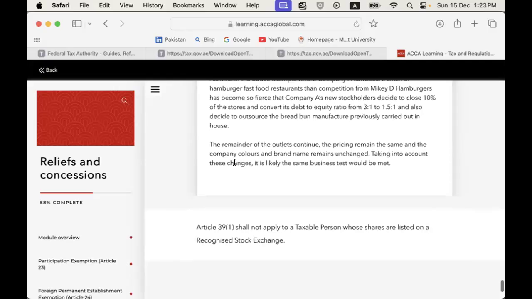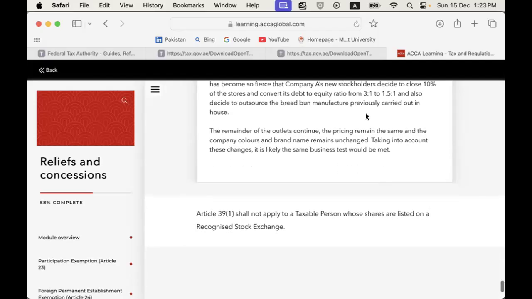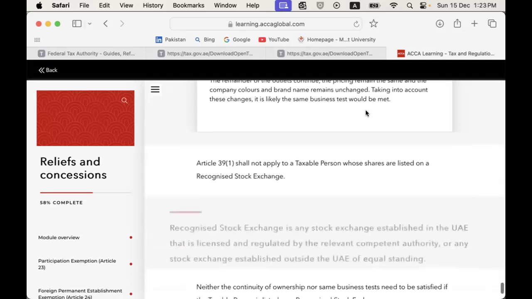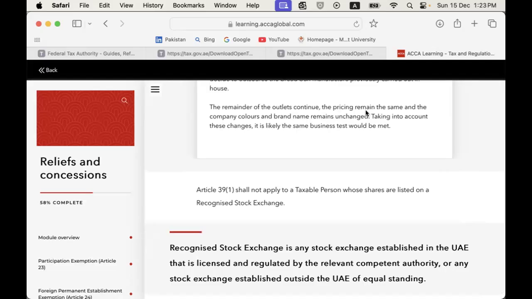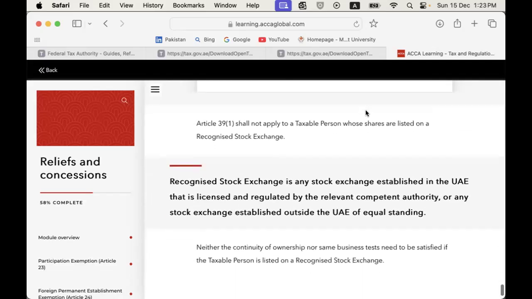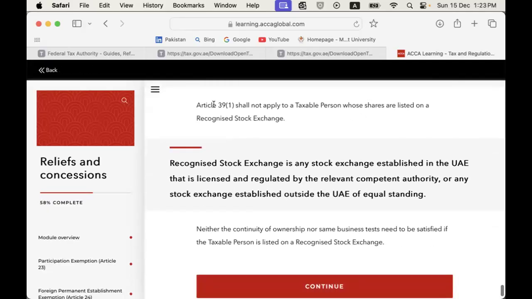The remainder of the outlets continue, the pricing remains the same, and the company colors and brand name remain unchanged. Taking into account these changes, it is likely that the same business test would be met. There were changes, but they were not significant enough to raise the issue whether at all this same business or similar business was being continued. So it was similar.